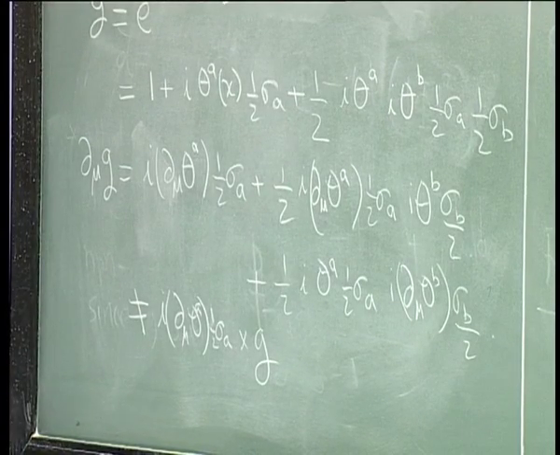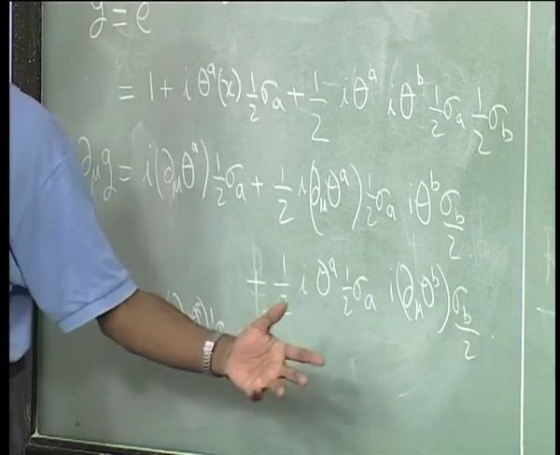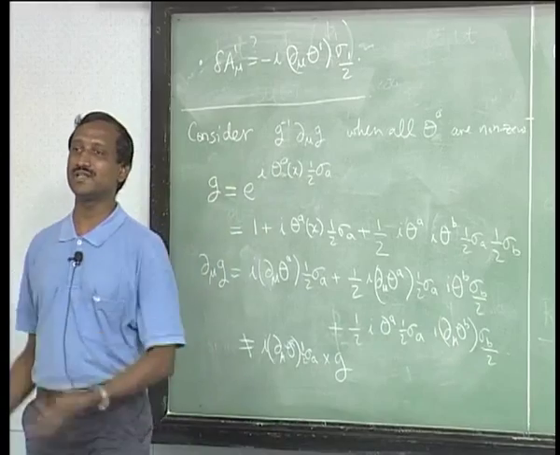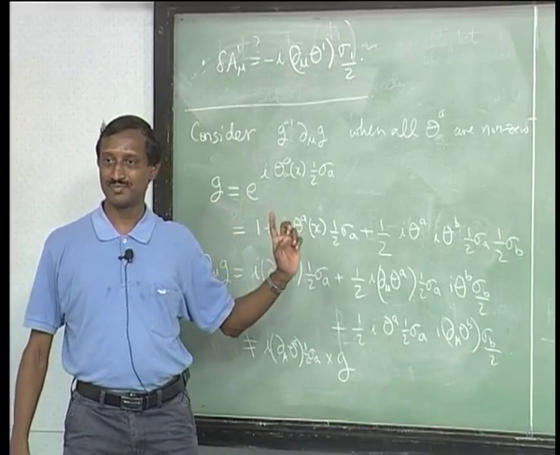Okay. Now, it is true if only one of the thetas was turned on, then they commute, any sigma 1 commutes with itself. So then these things can be added up and it becomes true.